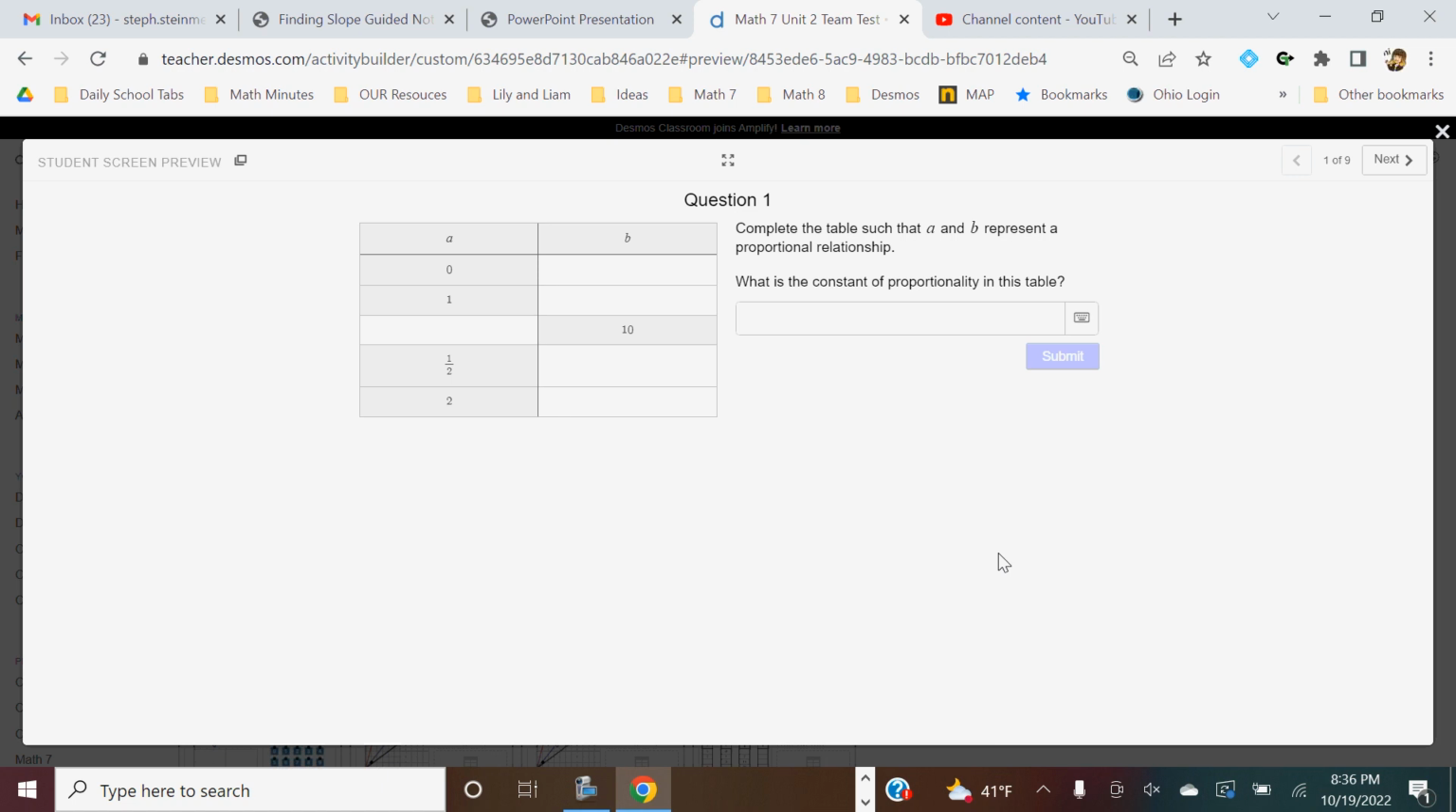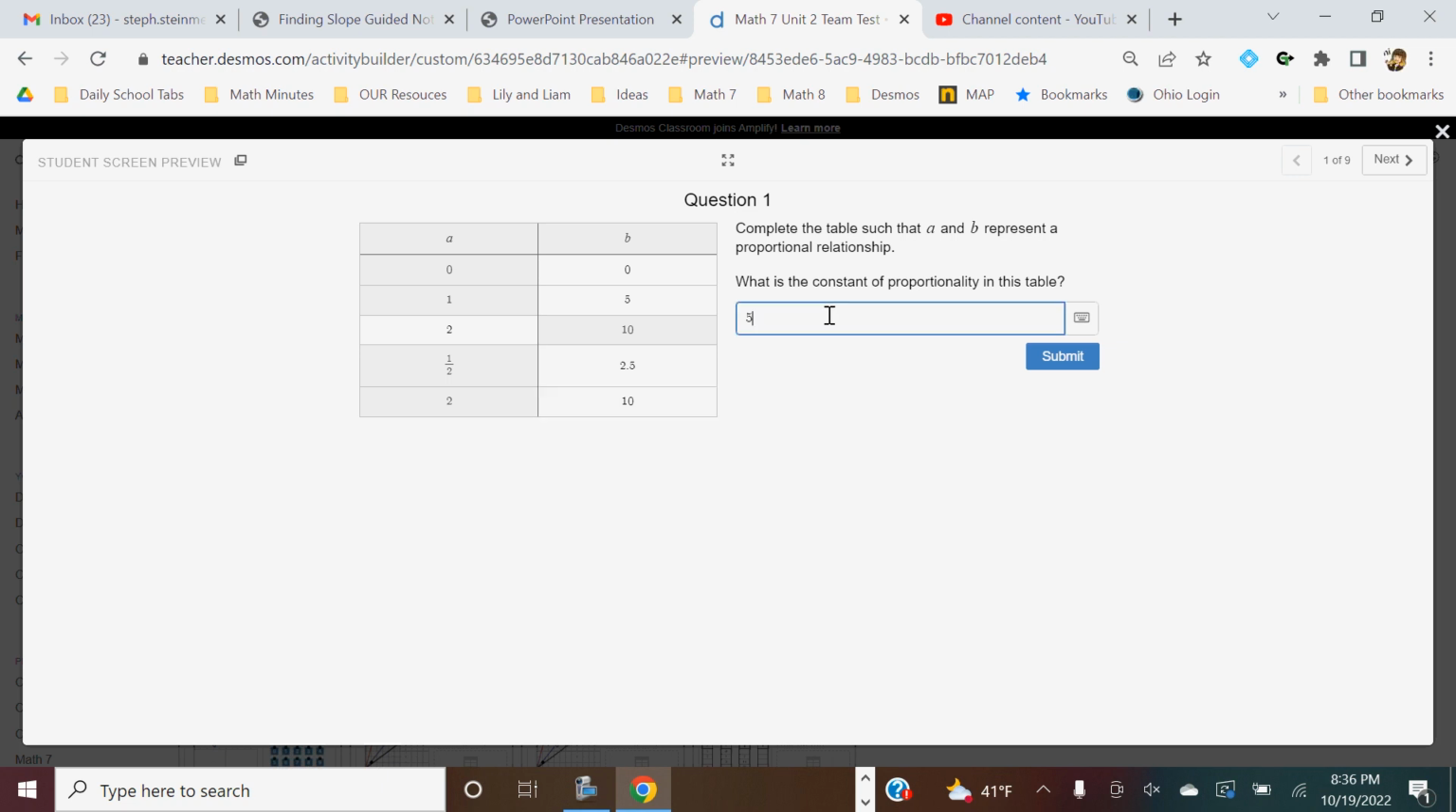So you could have created pretty much any table that you wanted. The only number that had to be true was 0 has to equal 0. So I'm going to choose my constant of proportionality to be 5. That means I'm going to multiply A times 5 to get B. So 1 times 5 is going to be 5. 2 times 5 is 10, so I know 2 goes here. Half of 5 is 2.5, and 2 times 5 is 10.